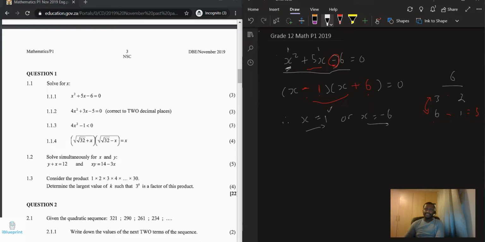Secondly, you have negative 6. You put it there. Negative 6 squared gives you a positive 36. 5 times a negative 6 is a negative 30. So 36 minus 30 is 6, minus 6, you get your 0 again. So this one is correct. Then you move over to the next question.